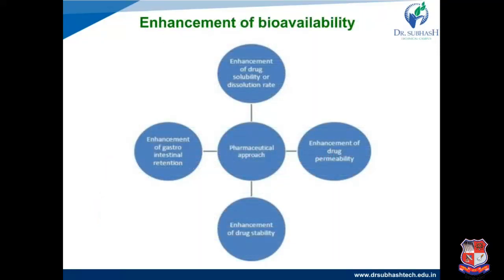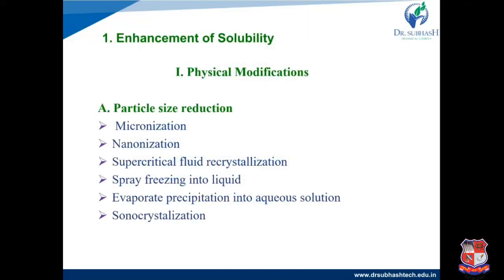Next, enhancement of bioavailability. We can go for improvement or enhancement of bioavailability. Generally we use these 4 approaches to improve it. The first one is enhancement of drug solubility or dissolution rate. That is the main parameter for bioavailability improvement. We can increase the solubility and increase the dissolution rate to improve the bioavailability. Other than that, enhancement of drug permeability, enhancement of drug stability, and enhancement of GI retention. So these 4 approaches we can use for the enhancement of bioavailability. We will go through them one by one.